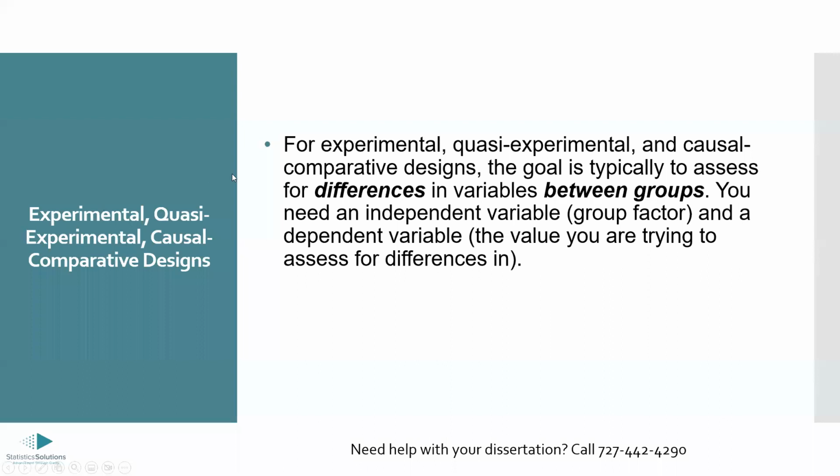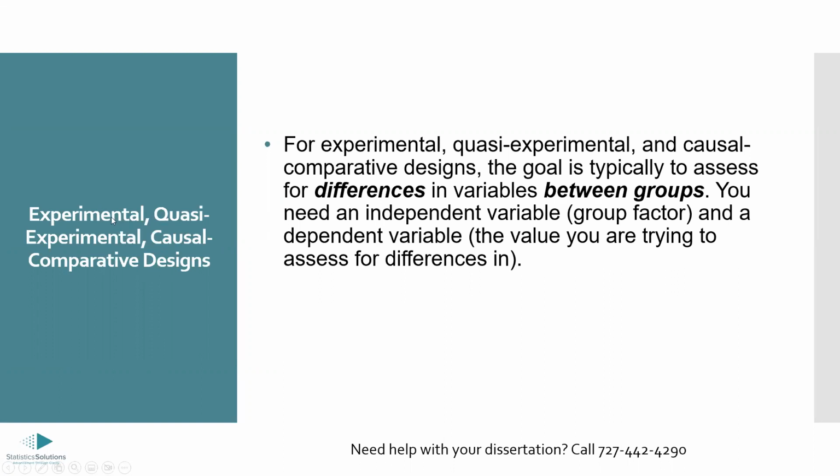Then the next design family are experimental, quasi-experimental, and causal comparative designs. So this is where you are comparing between groups. If you have a continuous variable or a numeric variable, and you're trying to assess for differences between groups, that's when you're doing experimental, quasi-experimental, causal comparative. These all fall into a similar family because you're testing for differences.